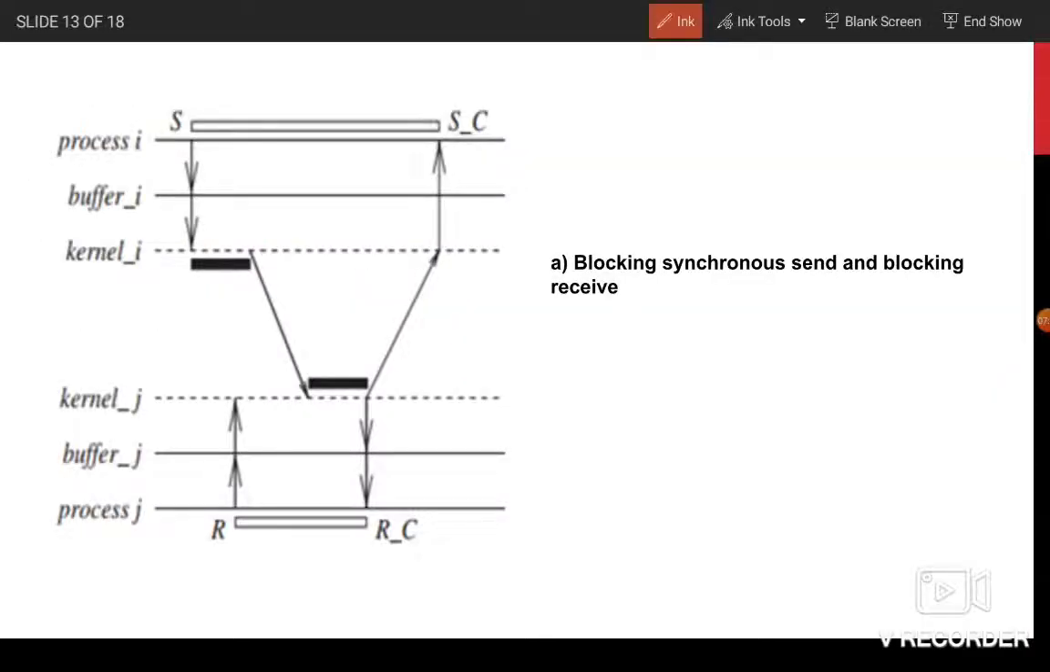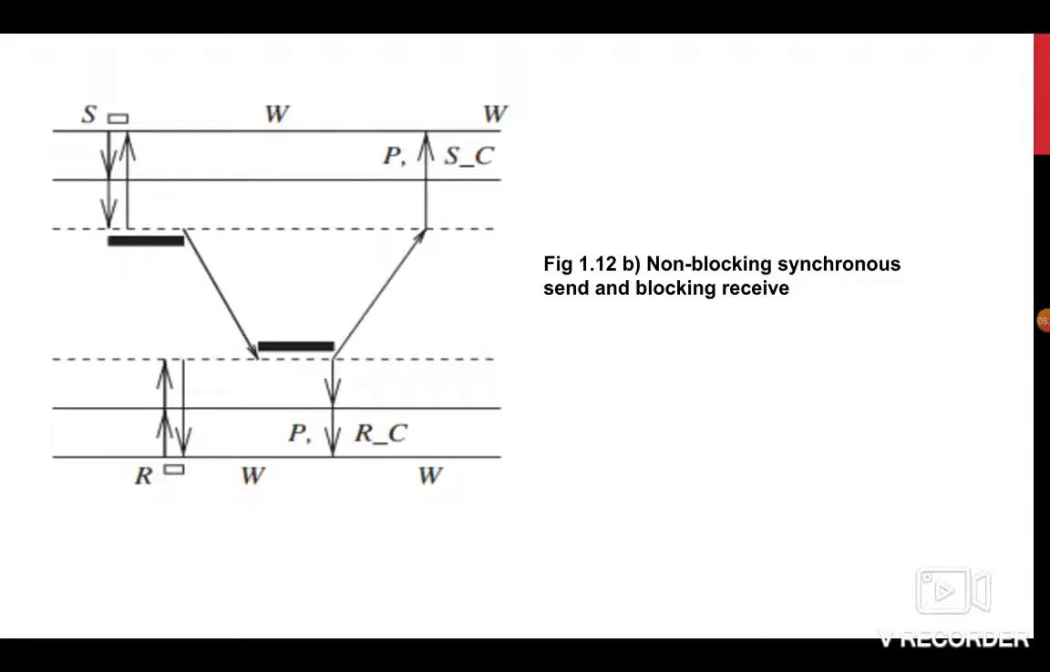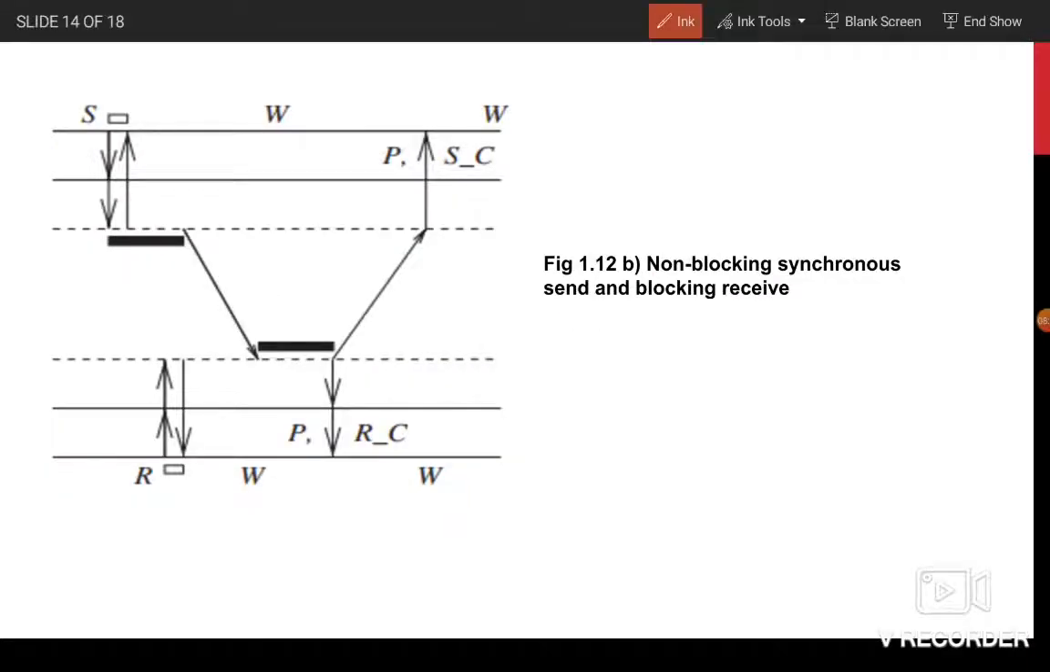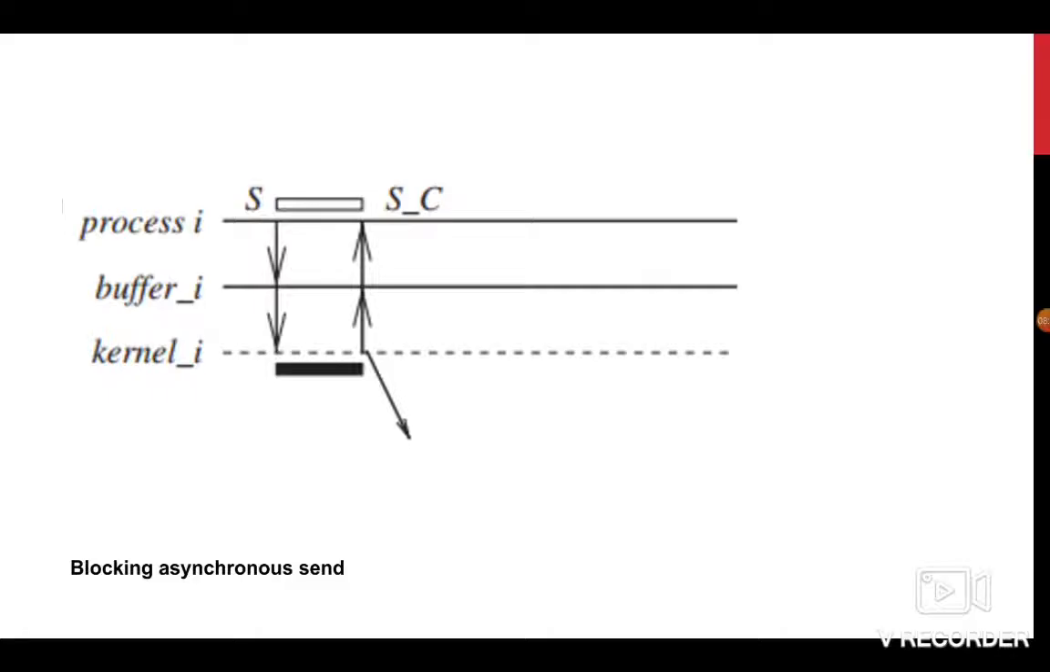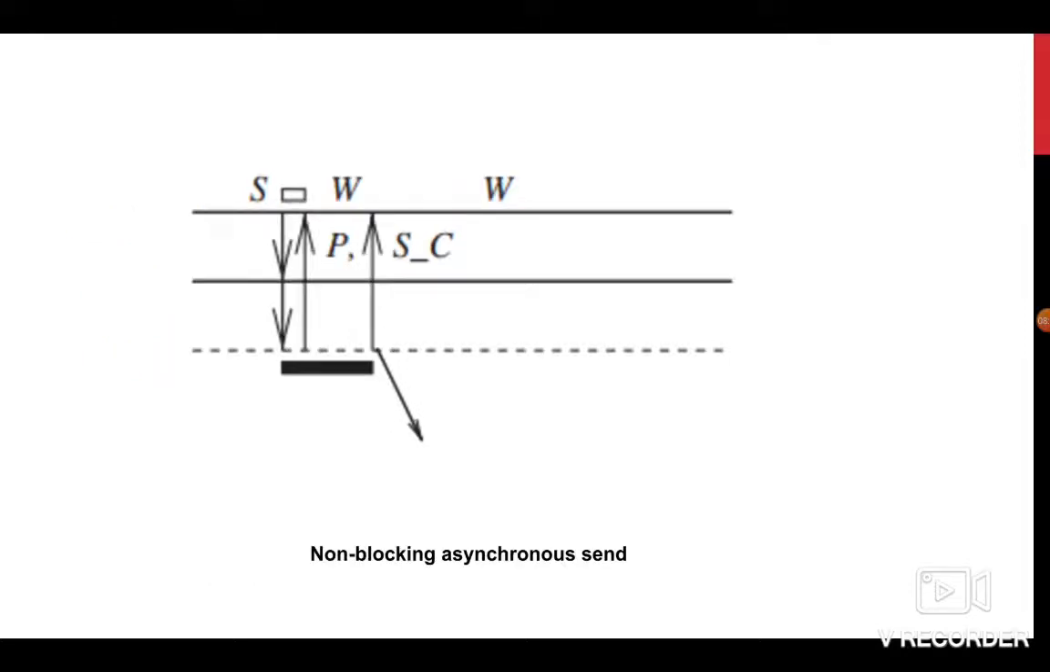So these are the diagrams for blocking synchronous send and blocking receive. In blocking synchronous send, we have to wait for an acknowledgement. This one is non-blocking synchronous send and non-blocking receive. You don't need to wait for the acknowledgement, but anyway you have to handshake with the receiver. Then blocking asynchronous send, and this one is non-blocking asynchronous send.